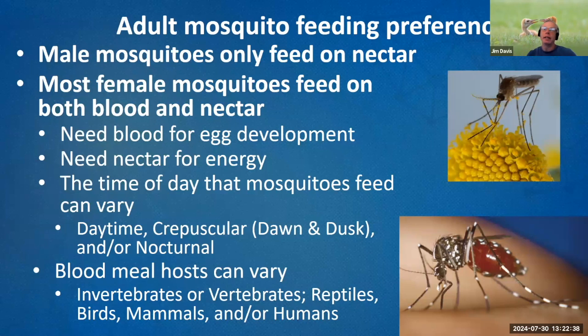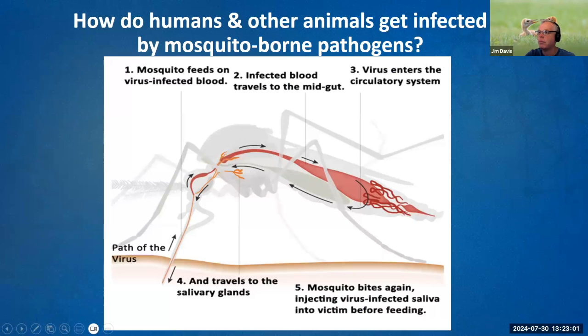If you get out in an area hiking or doing photography and it's full of water, you're not going to be able to do anything. Those mosquitoes are going to be absolutely terrible, and you're going to have to move. But yes, blood meal hosts can vary. It can be invertebrates, frogs, insects, reptiles, mammals, humans, all sorts of different animals.